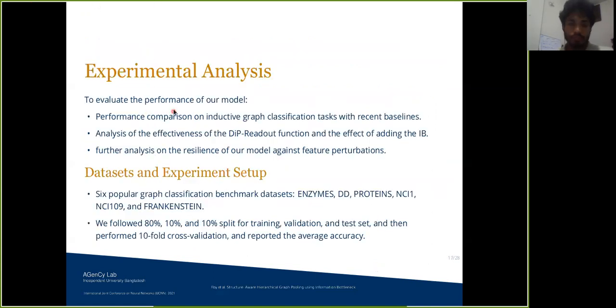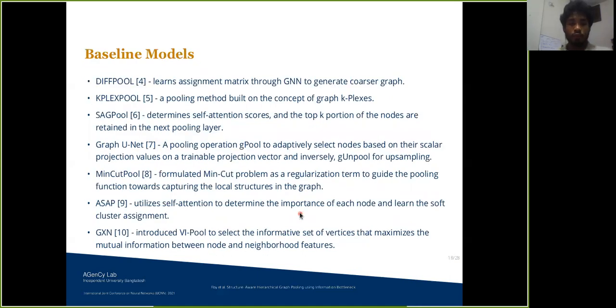To evaluate our model, we compare the performance on inductive graph classification tasks with decent baselines, and we conduct analysis of the effectiveness of the deep readout function and the effect of adding the IB, and further analysis on the resilience of our model against feature perturbation. For our experiment, we use 6 popular graph classification benchmark datasets, and we follow an 80-10-10 splitting ratio for training, validation, and test sets. For baselines in our experiment, we use DiffPool, K-plex pool, SAC pool, graph U-Net, MinCut pool, LSAP, and GXNet methods.